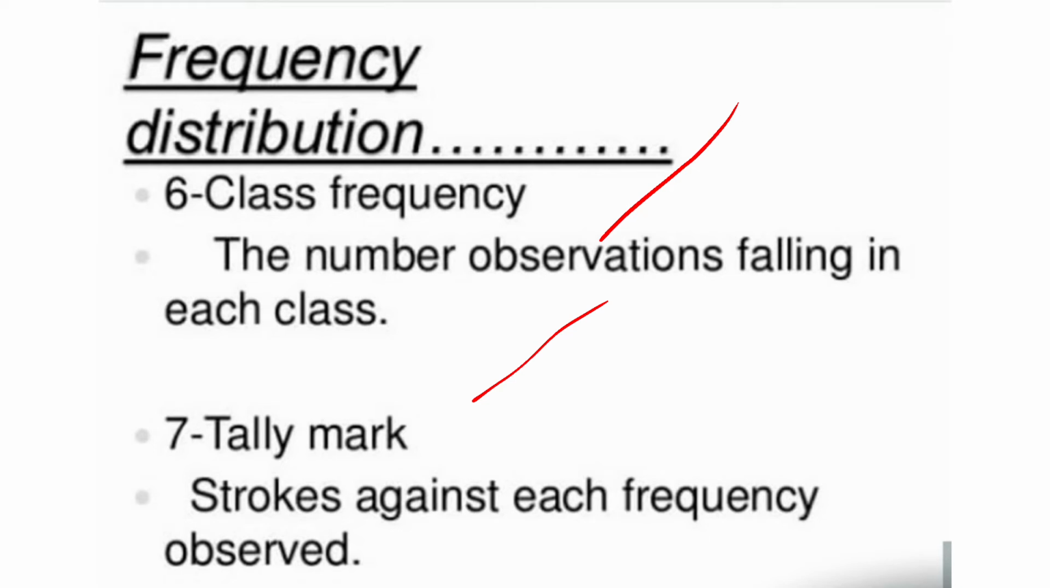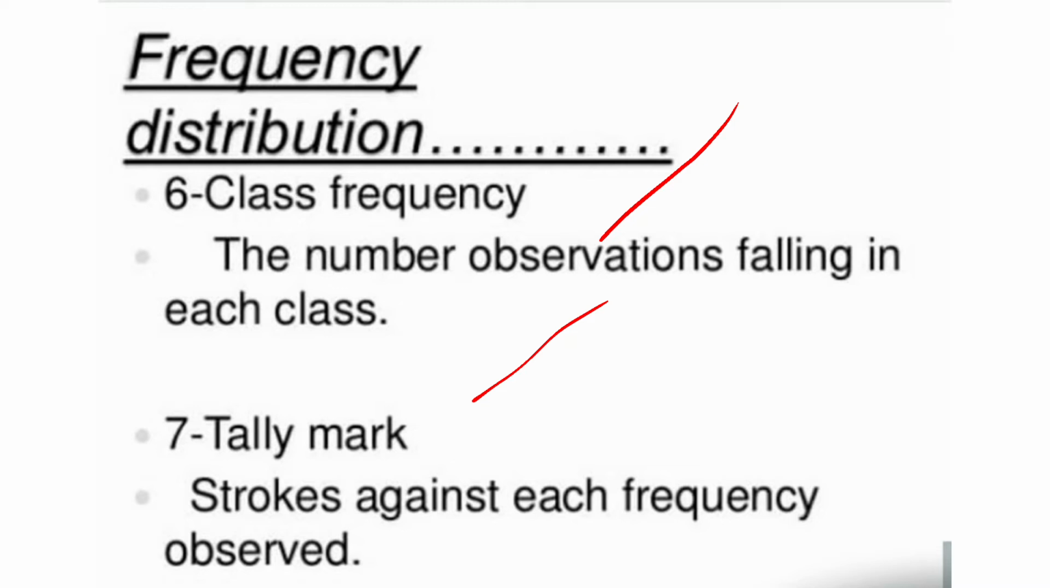Next is class frequency. The number of observations falling in each class. For example, in the 0 to 10 class, some 4 observations have been falling in that particular class. Means by using tally you will be counting the observations. So 4 observations fall in the category 0 to 10. For example, the number of students who are falling under the category of 150 to 160 centimeter height. So in the class 150 to 160 centimeter of height, students are 6 members. So 6 members fall in that category.